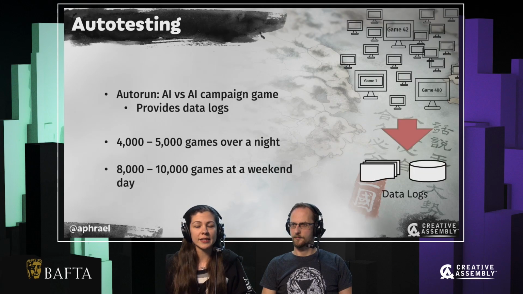We built an autotest environment that allows AI agents to play the games against each other, and we call these games autoruns. This autotest environment is an automated system which runs many autoruns in parallel on our development PCs outside of working hours. Autoruns simulate the game and provide the data logs along with some useful information about how AI sees these game systems and how it makes its decisions.